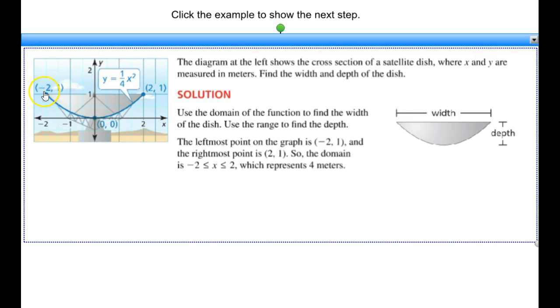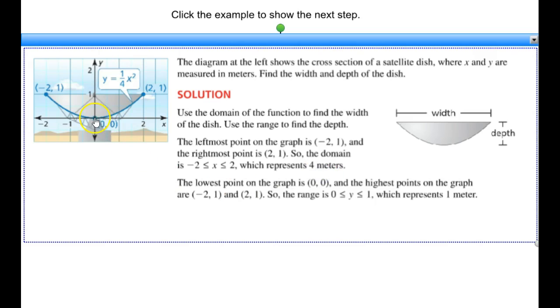So the leftmost point is at negative 2, 1, and the rightmost point is at 2, 1. So my domain, the possible x values, are from negative 2 to positive 2, which is 4 meters, which I can just count the distance here and see that I get 4. So the lowest point on my graph is at 0, 0, and I see that the highest points are here at negative 2, 1 and 2, 1. So my y values are 1 for both of those. So my depth here is going to be 1 meter. So my satellite dish is 4 meters wide and 1 meter deep.